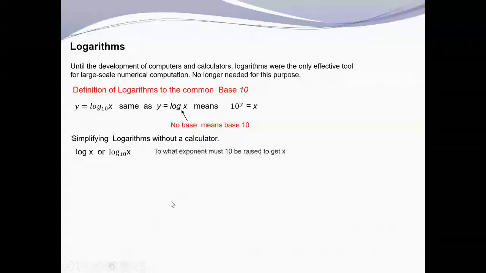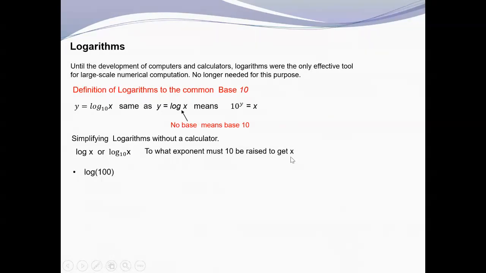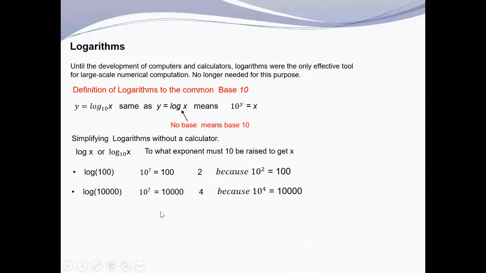Simplified without a calculator. This is how you read it: to what exponent must 10 be raised to get x? So the answer there will just be 1. Let's look at this one here. The base is 10, so 10 to what power gives me 100? The answer is 2, because 10 squared will give us 100. Log, this is base 10 again because there's no base. We have 10,000. So 10 to what power will give me 10,000? The answer is 4, because 10 to the fourth power will give me 10,000.